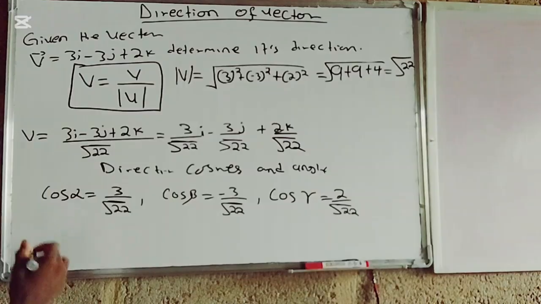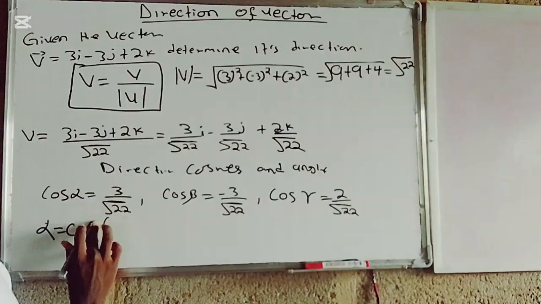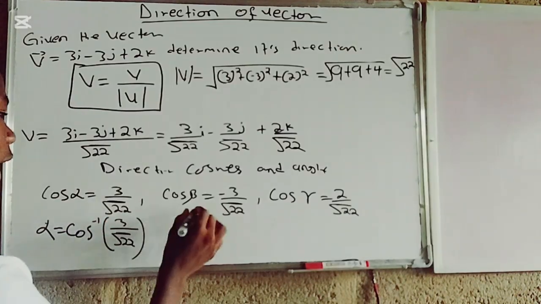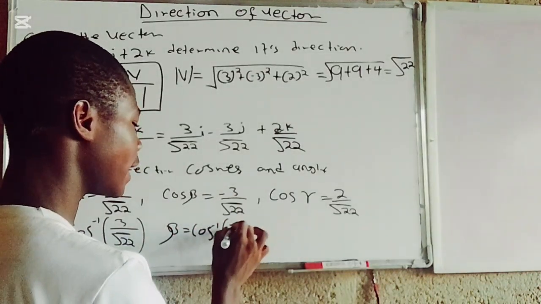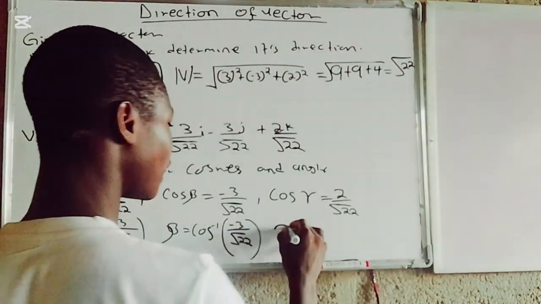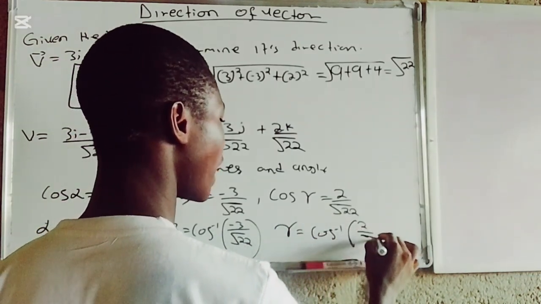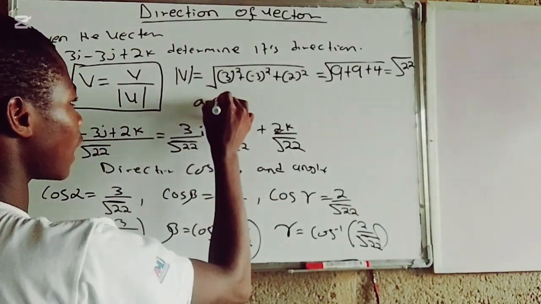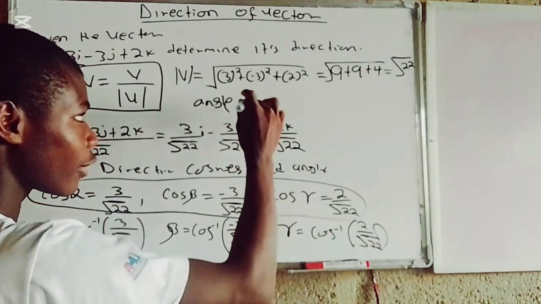So if you're asked to find the angles, alpha is the same thing as cos inverse of 3 by root of 22, and therefore beta is the same thing as cos inverse of negative 3 by root of 22, and therefore gamma is also cos inverse of 2 by root of 22. So then you have to find the angles.